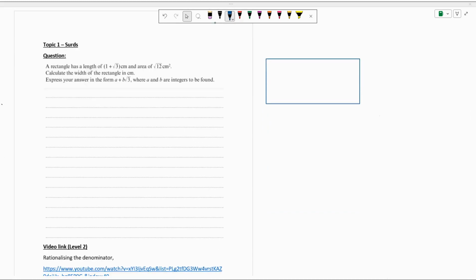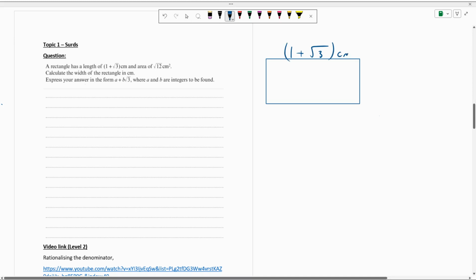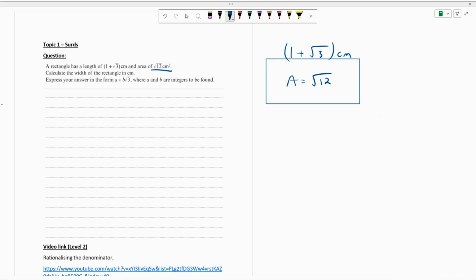Okay, so I've got a rectangle with a length of 1 plus root 3, so I'm going to put that on my rectangle. That's one of the lengths, and then it tells me the area is root 12, so my area is equal to root 12. Now, calculate the width, so I need the other length of the rectangle.